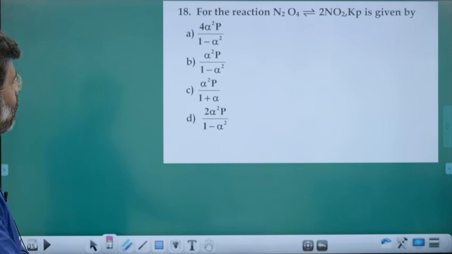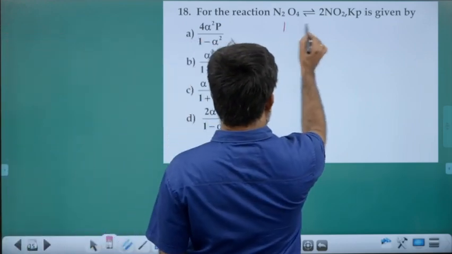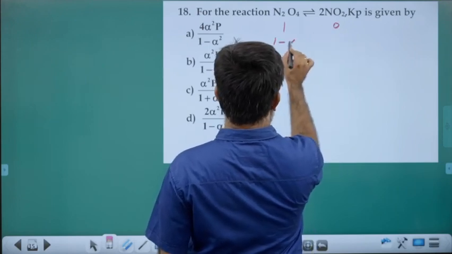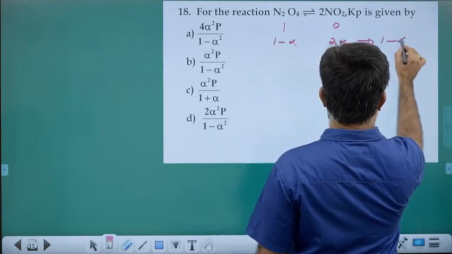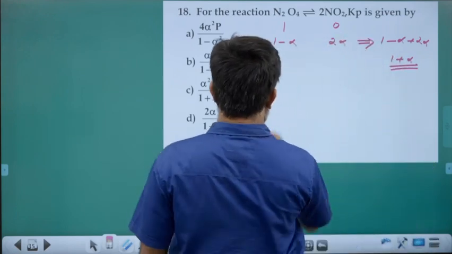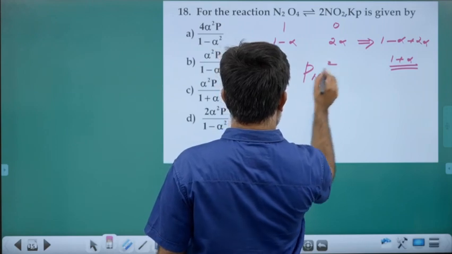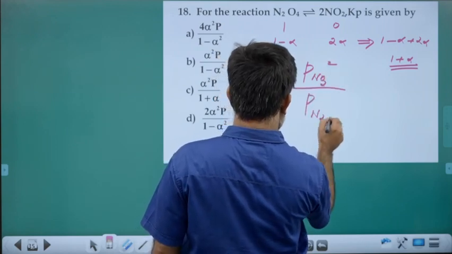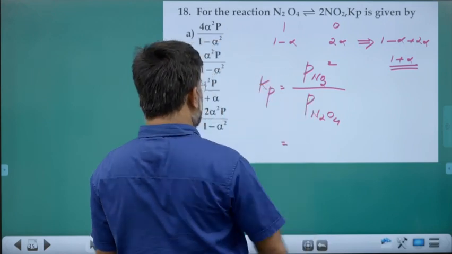18. For the reaction N2O4 giving 2NO2, Kp is given by. Suppose we are starting with 1 mole, here it is 0 mole. 1 minus alpha, here it is 2 alpha, and the total number of moles will be 1 minus alpha plus 2 alpha, that is 1 plus alpha. And Kp will be partial pressure of NO2 square by partial pressure of N2O4. And partial pressure is mole fraction into total pressure.